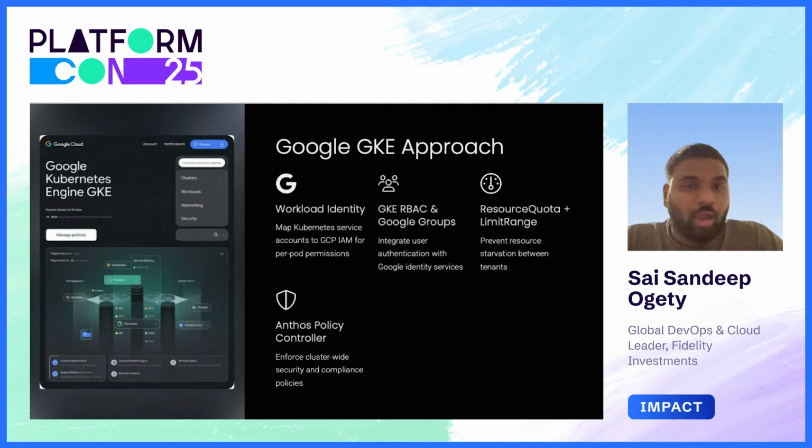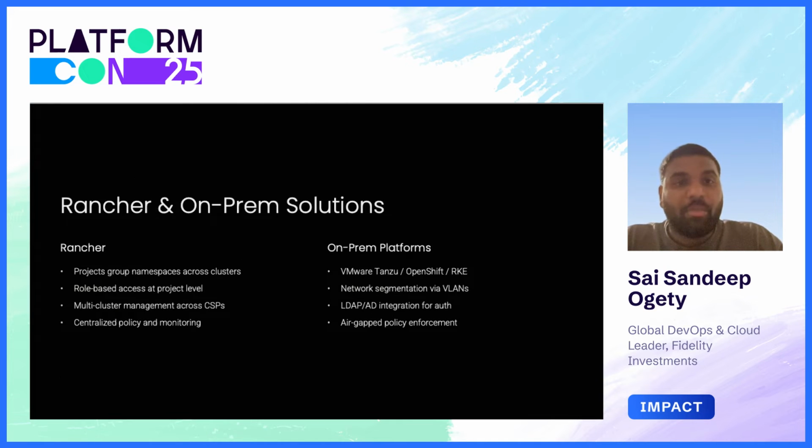I also want to talk about the on-prem model, which is Rancher, and also what we call RKE2. Rancher offers a unified control plane for clusters across multiple cloud providers, AWS, Azure, or GCP, and also on-prem.